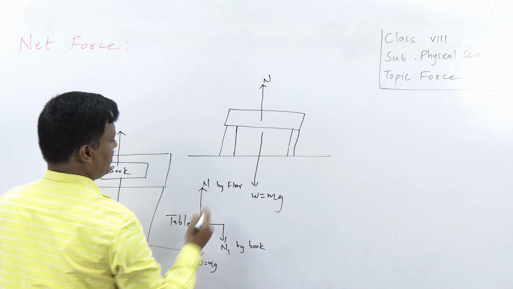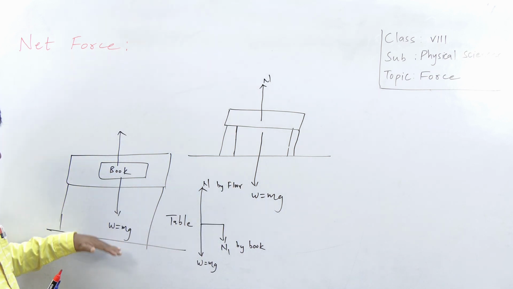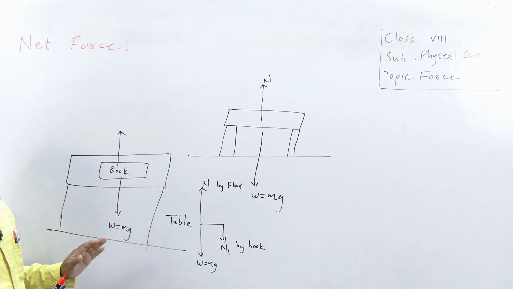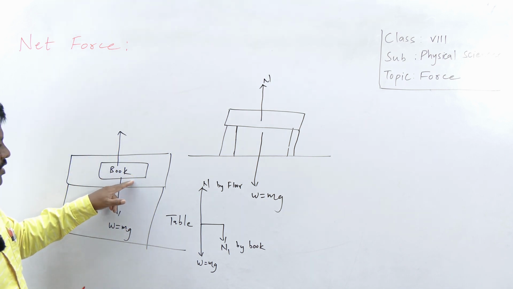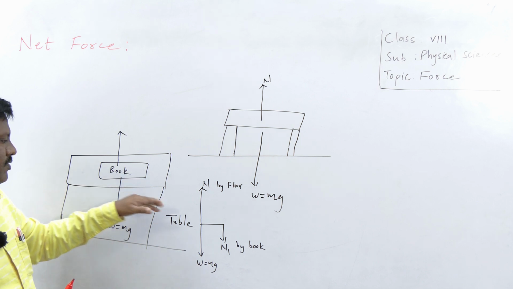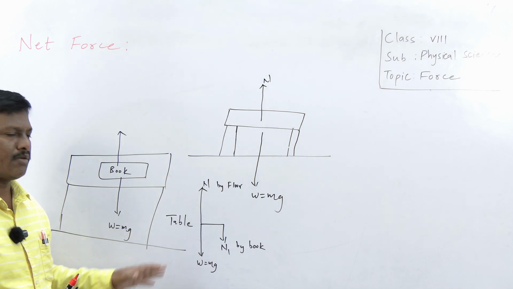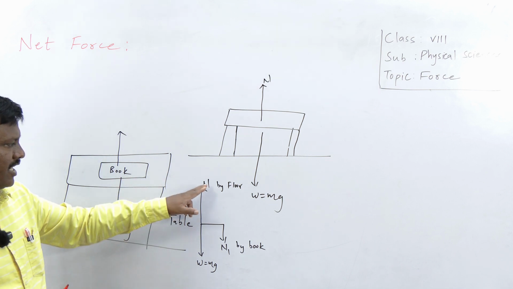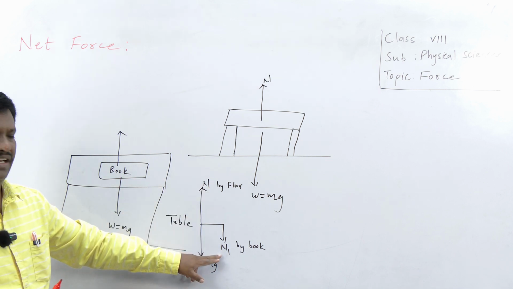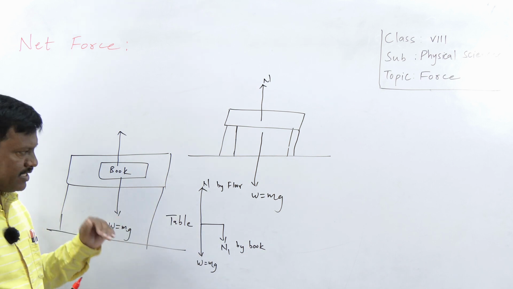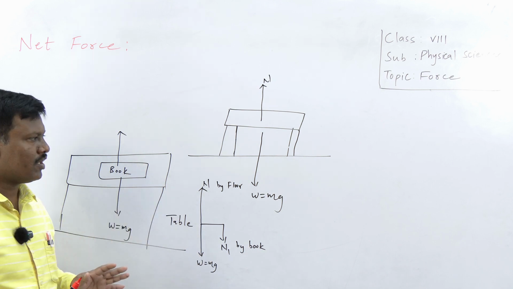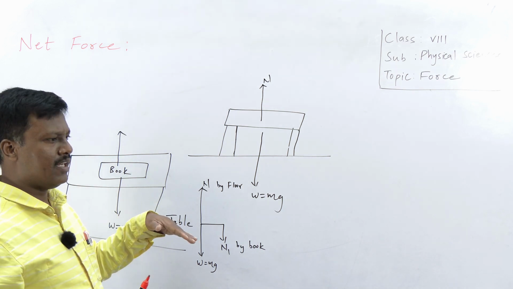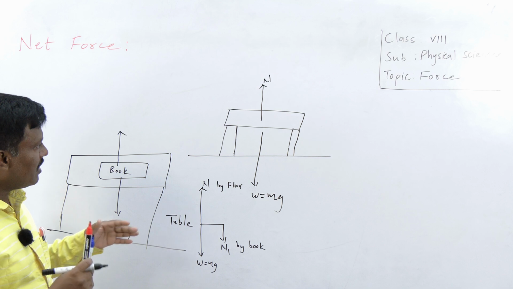Two normal forces exist. One normal force is due to the contact between the table and the floor, and it is in the upward direction. The other normal force is due to the contact of the book and the table, where the book exerts normal force in the downward direction. These two normal forces are completely different, which is why I have shown them as N and N1. N and N1 are not equal; the magnitudes are different. Whenever bodies are in contact, forces are exerted on each other.